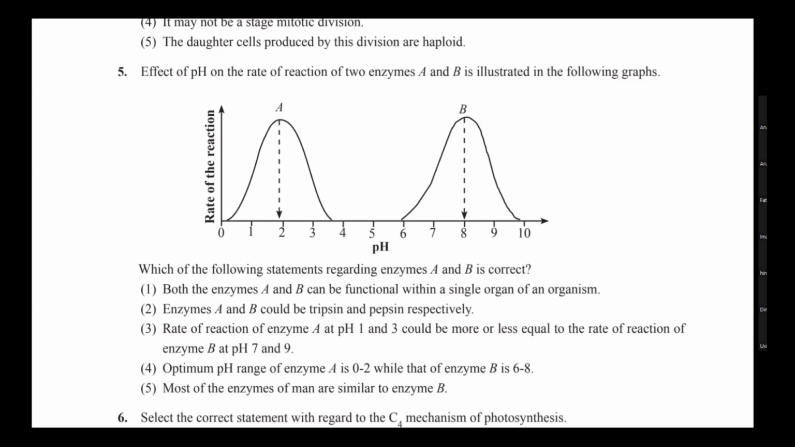Then most of the enzymes of man are similar to enzyme B. No, right? These two are exceptions, right? These two are exceptions. So the answer should be the third answer.